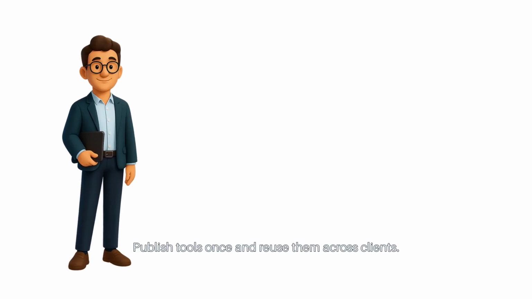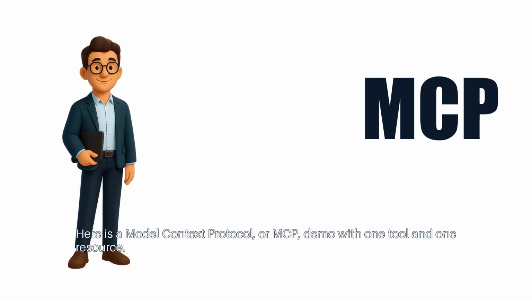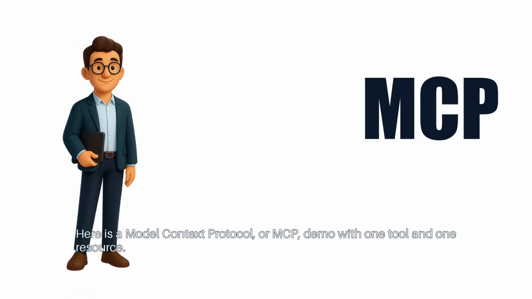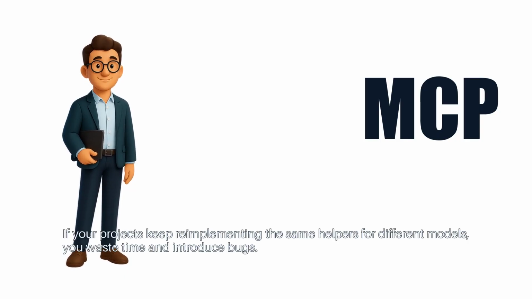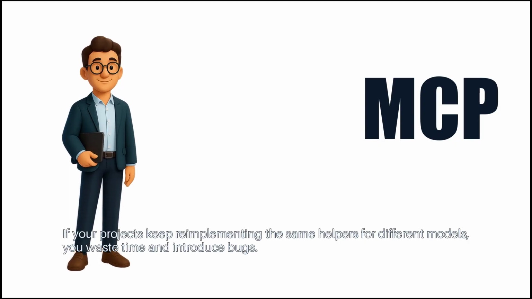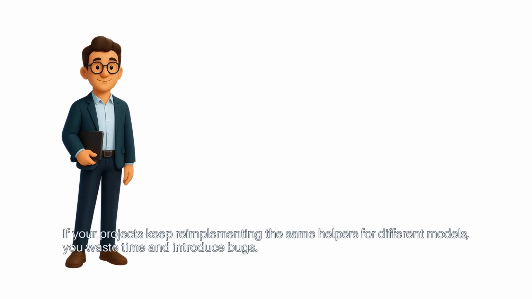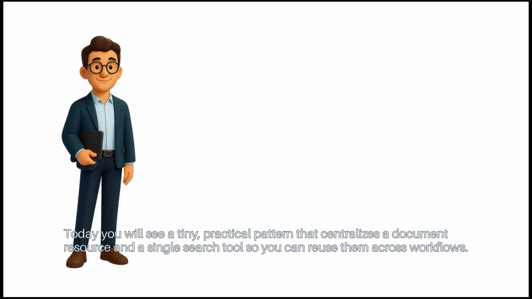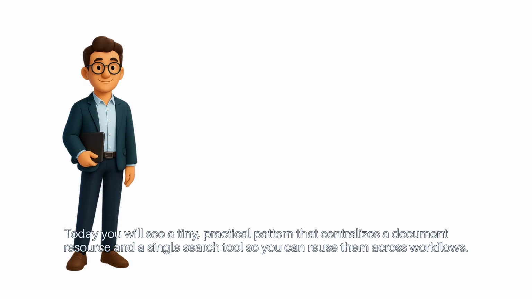Publish tools once and reuse them across clients. Here is a Model Context Protocol, or MCP, demo with one tool and one resource. If your projects keep re-implementing the same helpers for different models, you waste time and introduce bugs. Today, you will see a tiny practical pattern that centralizes a document resource and a single search tool, so you can reuse them across workflows.